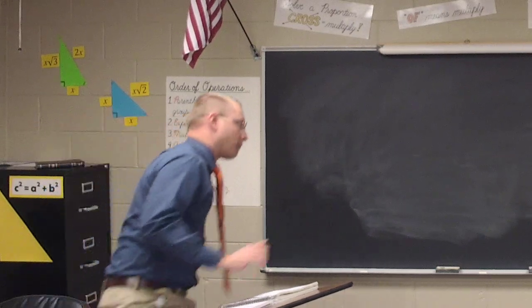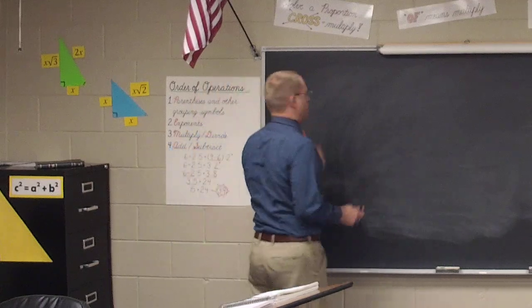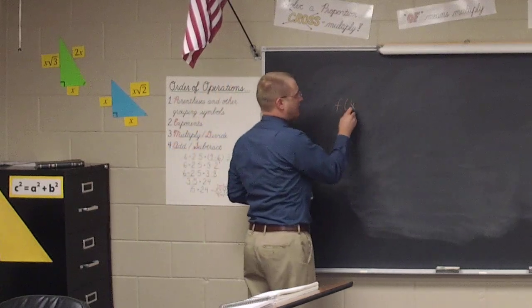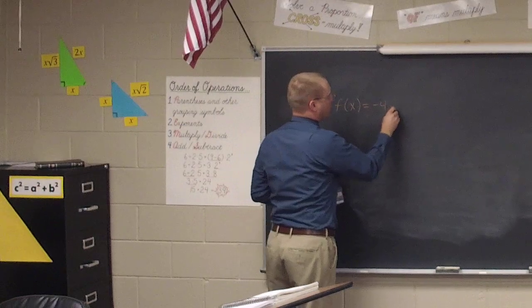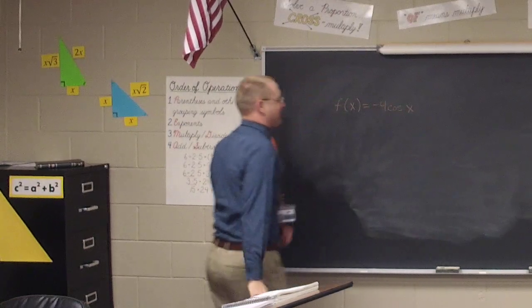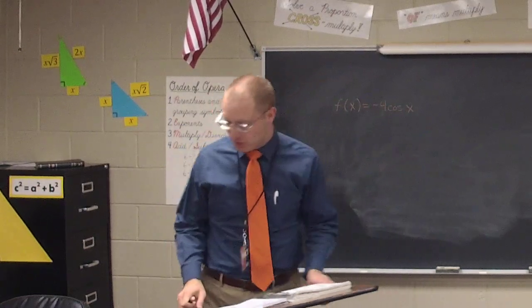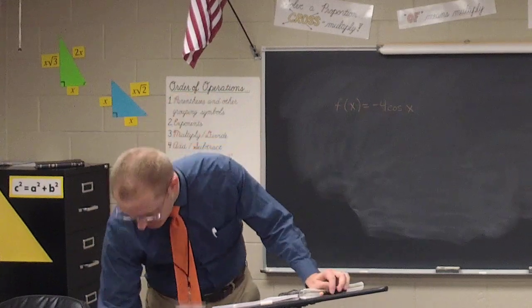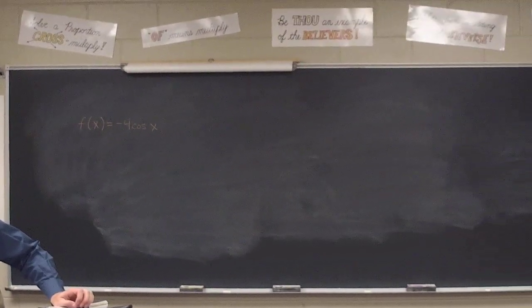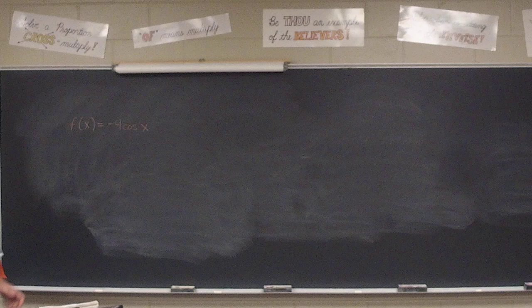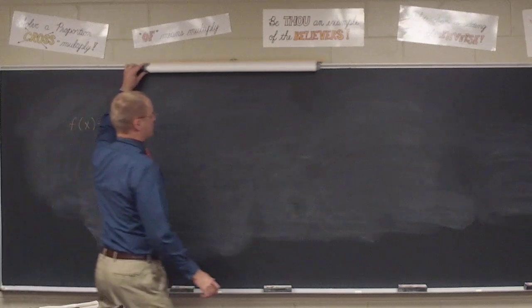All right, at your seats, I want you to set up a taller graph grid than normal as you graph f of x equals negative 4 cosine x. And I'll put it up on the board in just a moment. f of x equals negative 4 cosine x.